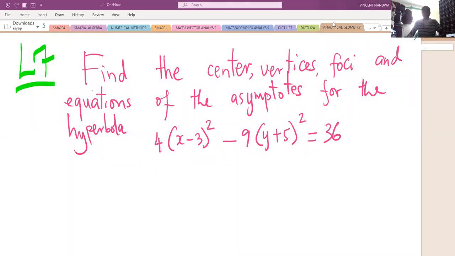Welcome to this class. In this session, we are going to discuss this problem on hyperbola to find the center, vertices, foci, and equations of the asymptotes. So to solve this one, solution.